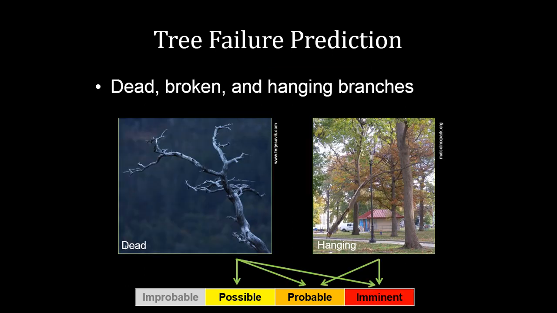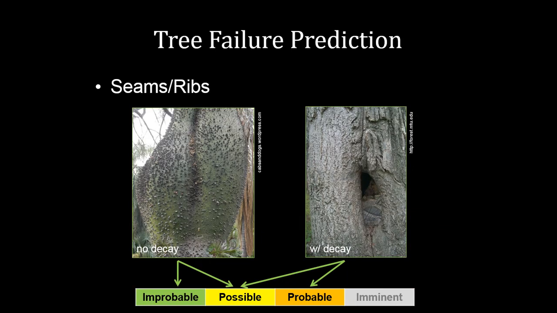When you have dead, broken, and hanging branches in a tree, these things are essentially failing before your eyes, and it's only a matter of time before they fail. So these are the worst of the worst. These are things that anyone can recognize and need to remove from the tree.